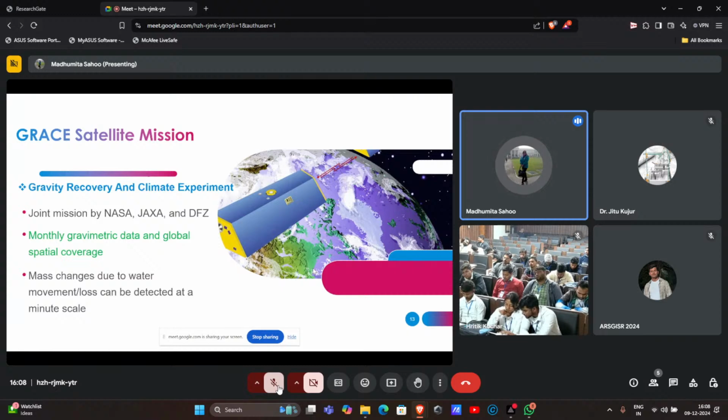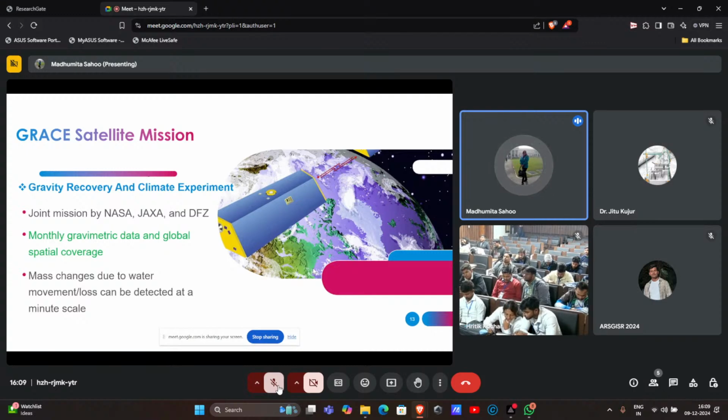Right now, the GRACE satellite mission is in its second version, so we call it GRACE Follow-On or GRACE version 2. So, if you are interested in the GRACE satellite data, you can certainly go for it. It's freely available, and it gives data at the monthly scale, and it has a global spatial coverage.